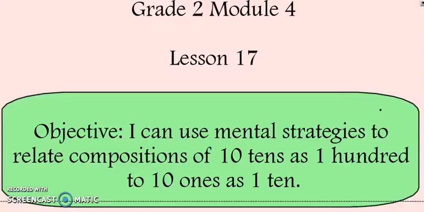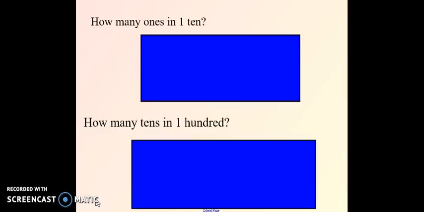Okay, today we're going to do Module 4, Lesson 17, and our objective is I can use mental strategies to relate compositions of 10 tens as 100 to 10 ones as 110. So let's do a quick review.